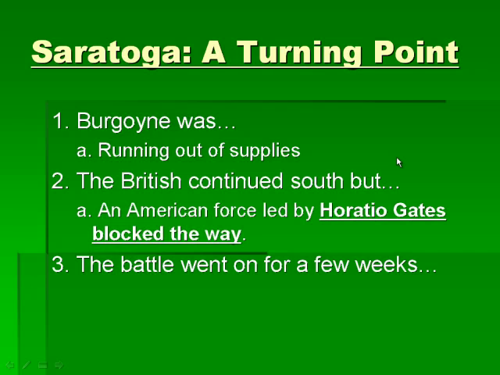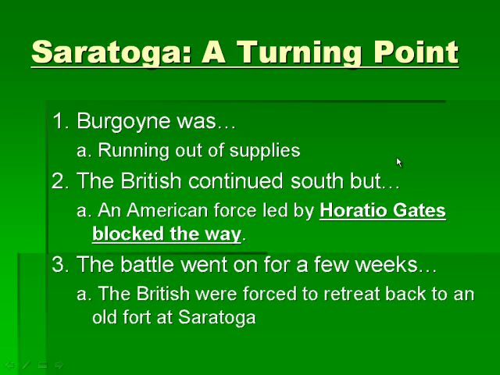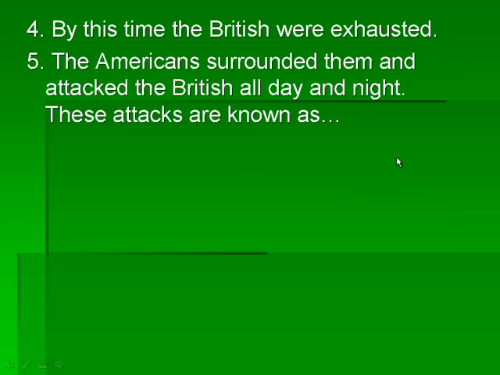When he gets closer to Albany, he runs into an American force led by Horatio Gates, and Horatio Gates and his American troops block the way to Albany, and this battle goes on for a few weeks, and the British are forced to retreat back to an old fort at Saratoga. By this time, the British were exhausted. The Americans surrounded the British at Saratoga and attacked all day and night, and these are the battles of Saratoga.